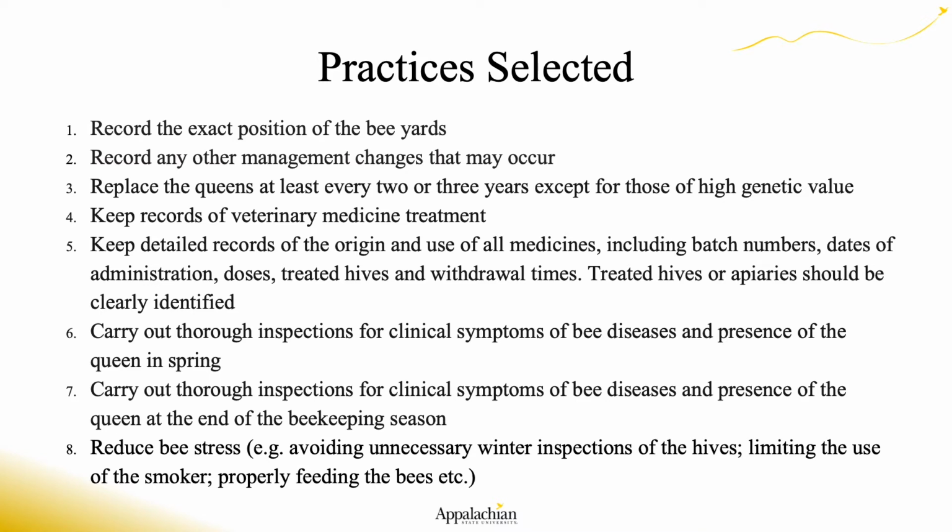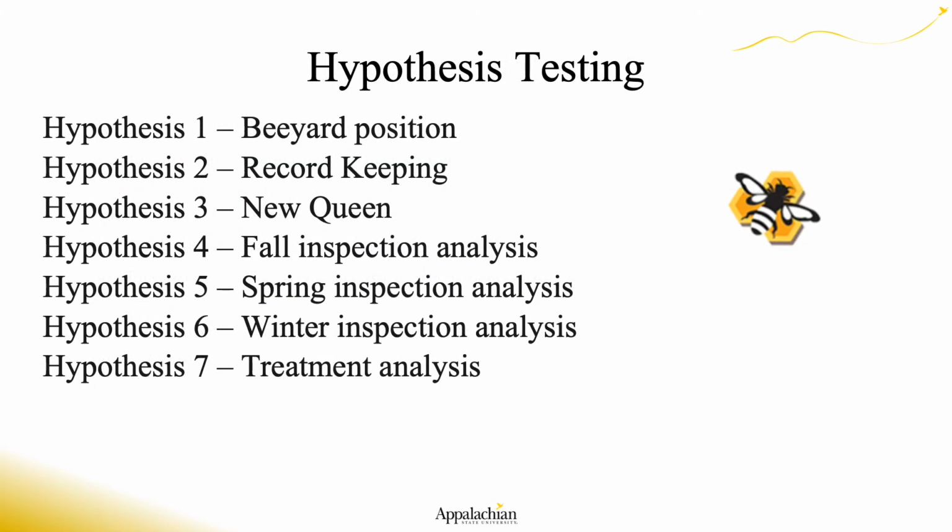The practices were mainly regarding record keeping, queen replacement, treatments on the hive, and inspection rates during the different seasons. You can see the 8 practices that we based our future hypotheses on here. These are just a few of the potential practices that we could have selected, but they best fit the variables within our dataset. From those 8 practices, we developed 7 hypotheses to test.